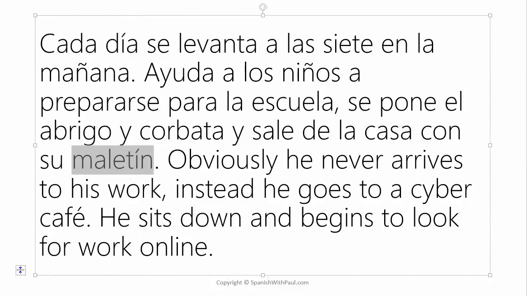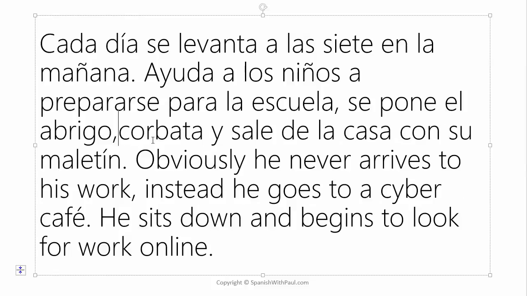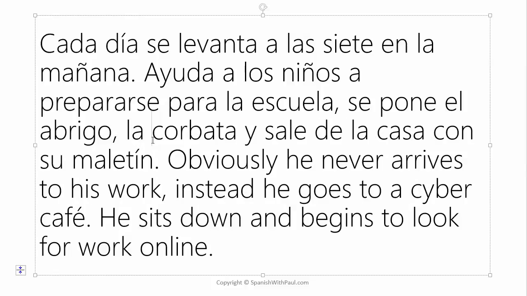So we have cada día se levanta a las 7 en la mañana, ayuda a los niños a prepararse para la escuela. Se pone el abrigo, and I would actually get rid of this, change it to that. Se pone el abrigo, la corbata, y sale de la casa con su maletín.